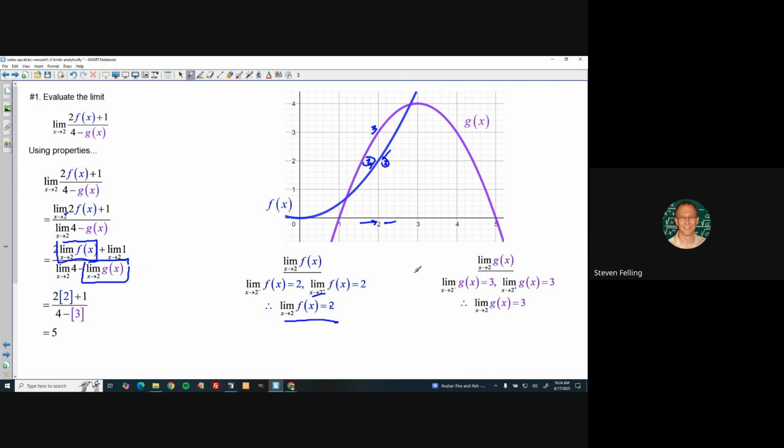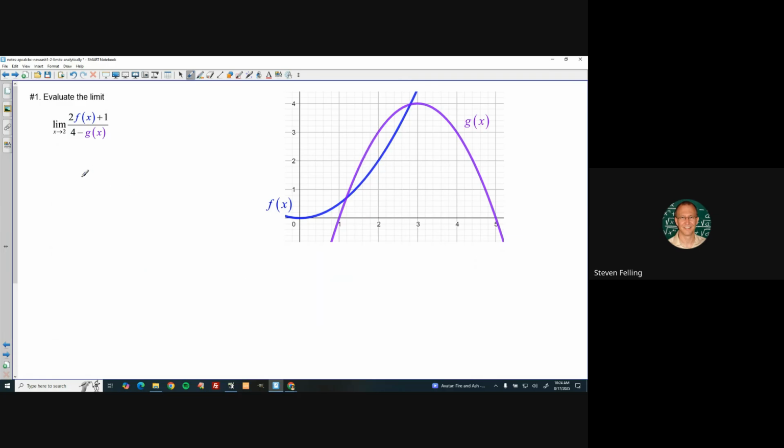So how much would we really have to write on a test or for AP? I would say, I would probably do this much. Sorry. Back up here. This is equal to the expression 2 times the limit as x approaches 2 of f of x plus 1, because the limit as x approaches 2 of 1 is simply 1. And then this 4, technically it's the limit as x approaches 2 of 4, but it's just 4, minus the limit as x approaches 2 of g of x.